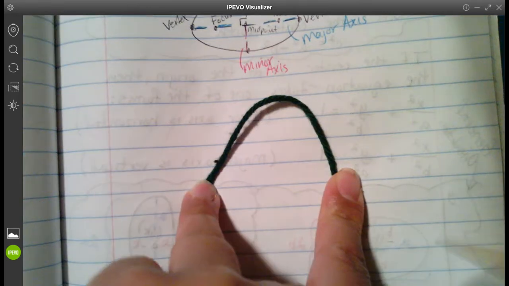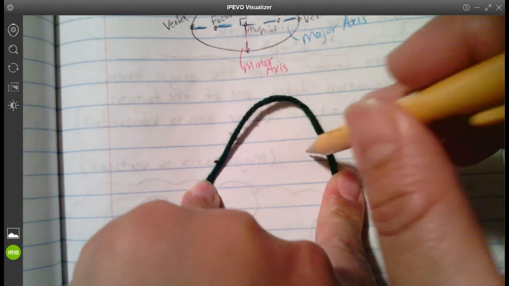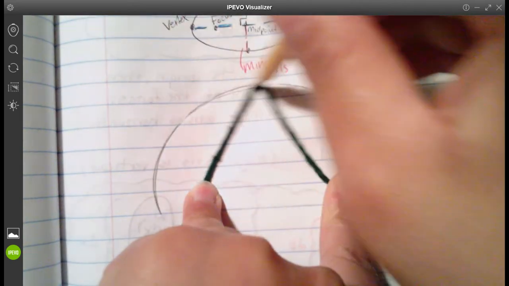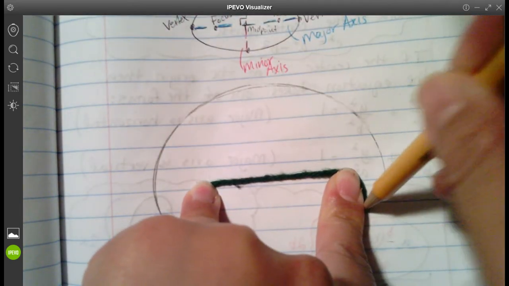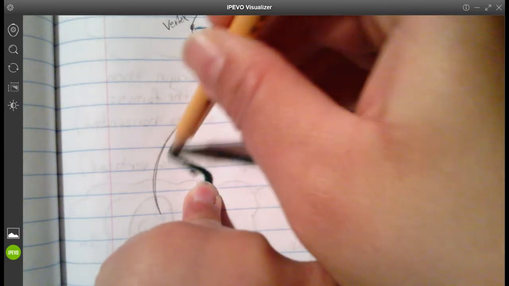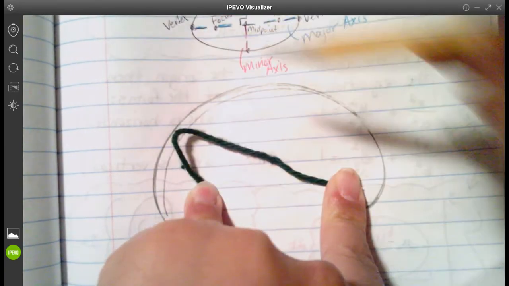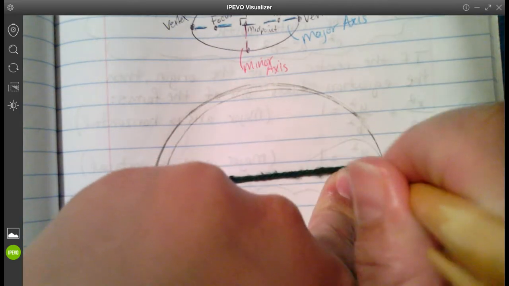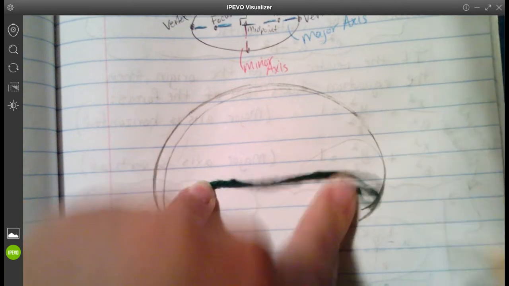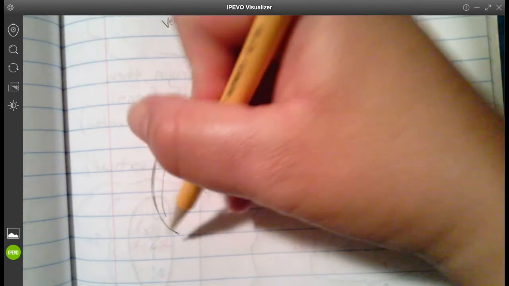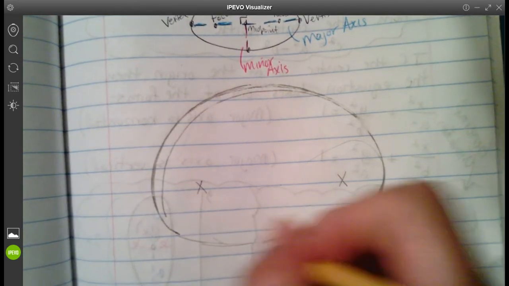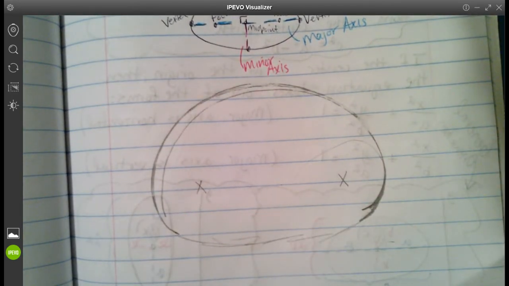Hopefully it works okay. To create an ellipse, you pull this string and just go around like this. You'll notice that if I were to keep on going around, this part over here would connect at some point. And that is how an ellipse is created.